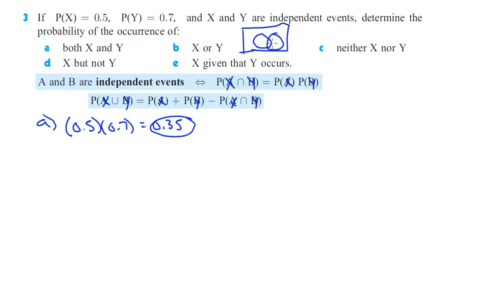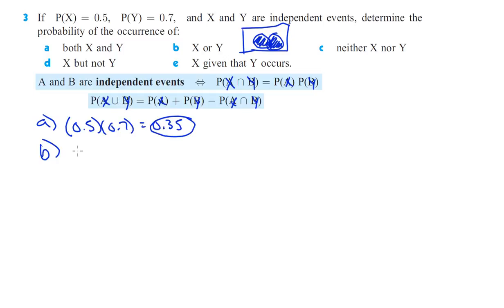X and Y is just this middle section in here, right? But X or Y is going to be all 3 of these sections together. So we've got to figure out what that's going to be. So that's where this formula down here is going to come in handy, because we've got X union Y. This is X or Y, right?